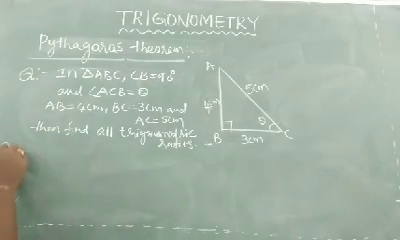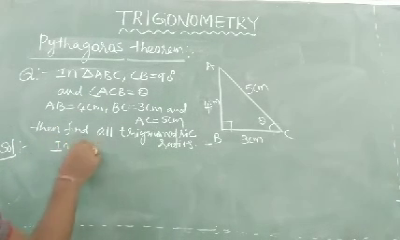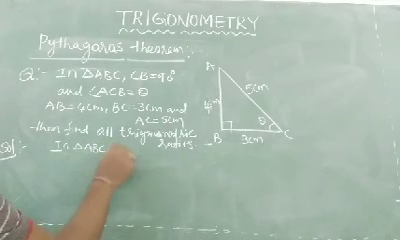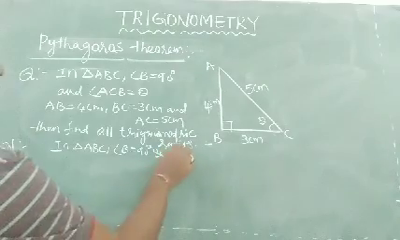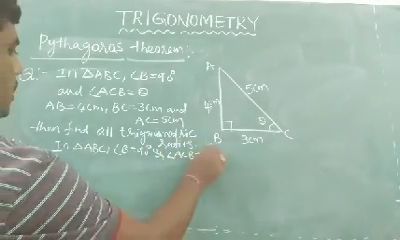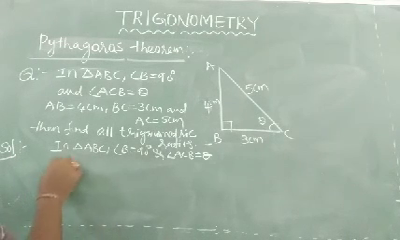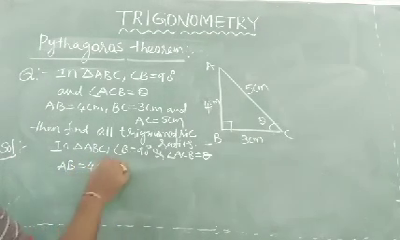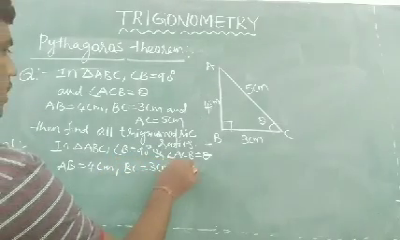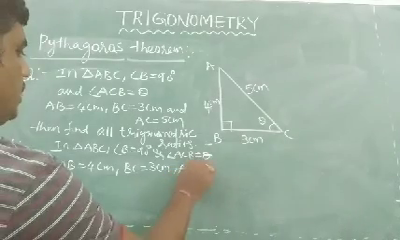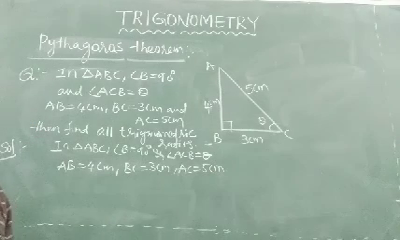So here in the solution, first we have to write the given values. In triangle ABC, where is the right angle? Angle B equals 90. And angle ACB value is what? Theta. Next, what is given? AB length is 4 centimeters, BC length is 3 centimeters, and AC length is 5 centimeters. So now we have to find the 6 trigonometric ratios.